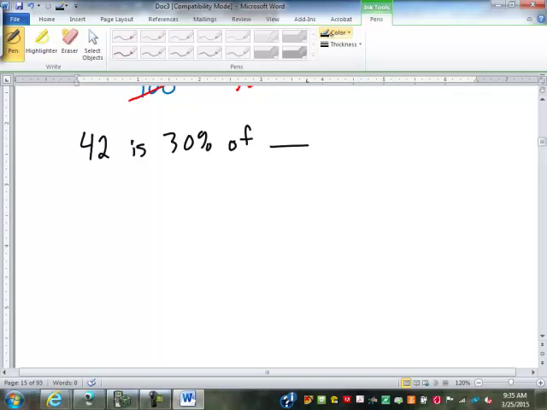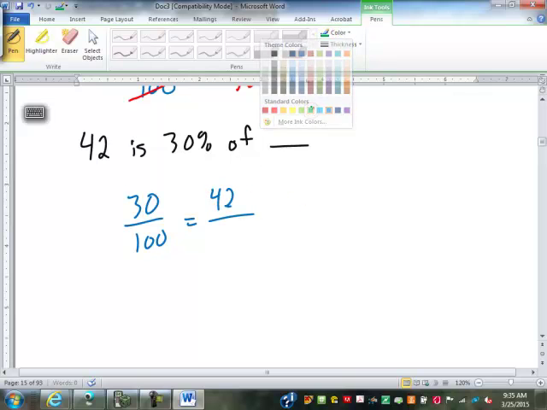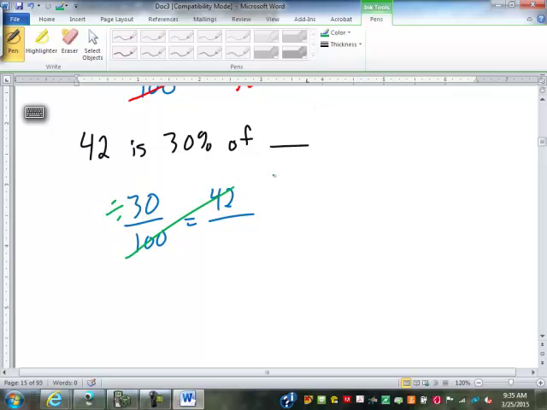$42 is 30% of blank. Tell me how to set this up. So it's 30 over 100. Yep. 42 on top. Okay. Cross multiply and divide. We get 140.